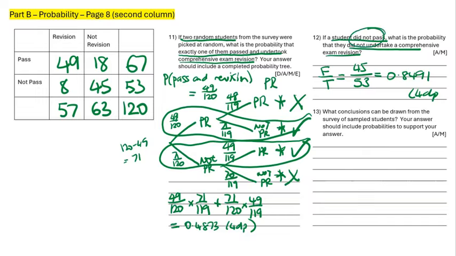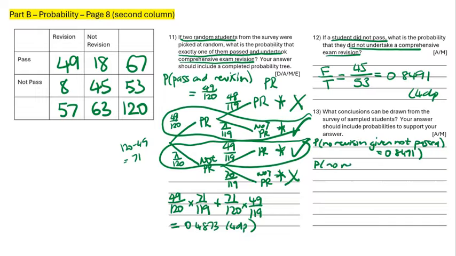So this was the not pass group. What would that be if they passed? So I'll start by writing down my probability from the previous question. So probability of no revision given not passed. That was the answer to the previous question, which was 0.8491. So let's now figure out, well, what's the probability that someone had no revision given that they passed?